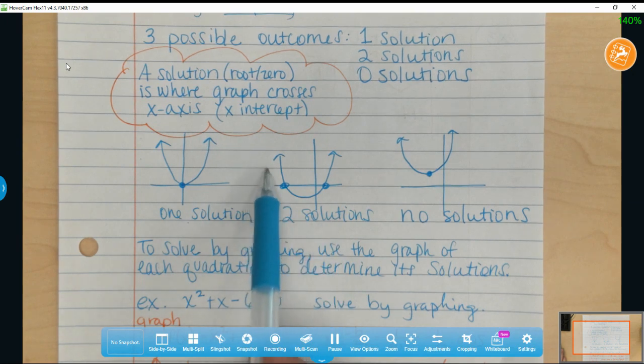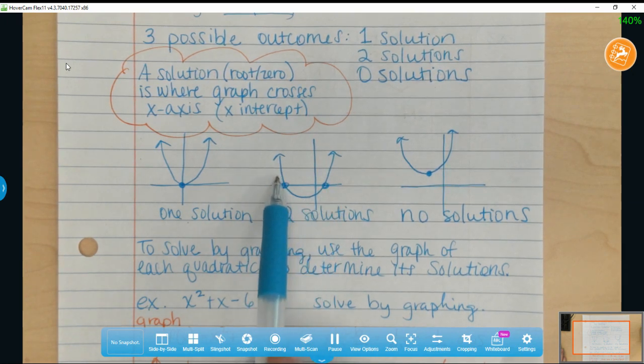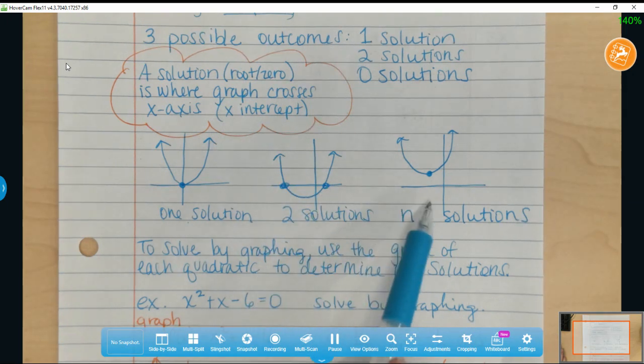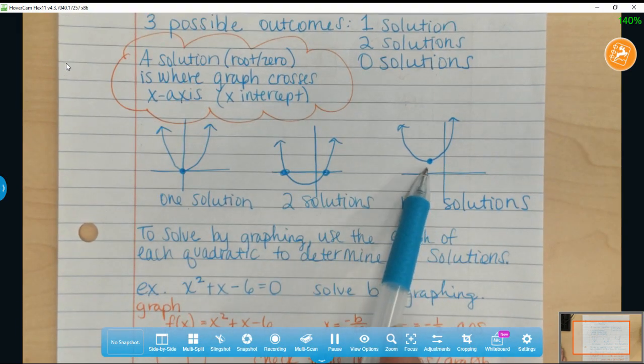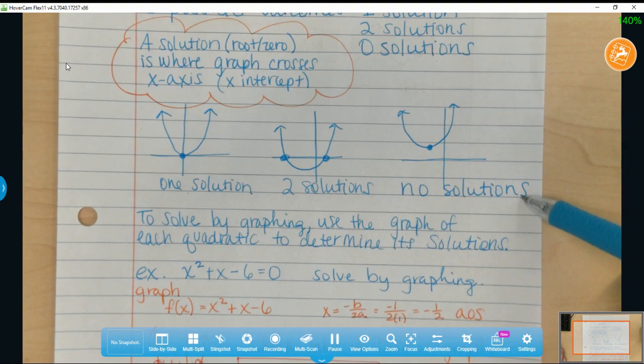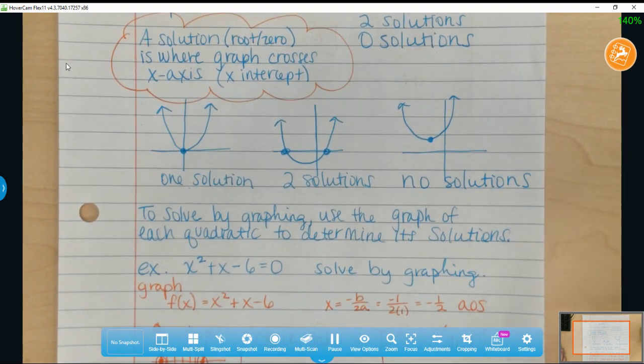Two solutions would be if your parabola has been transformed or shifted in such a way that it's going to cross the x-axis in two places. Or it could be the case that you have no solution based on the way your graph is oriented. So in this case, if I went up and I'm opening up as far as my parabola, then I would have no solutions because I never crossed the x-axis.